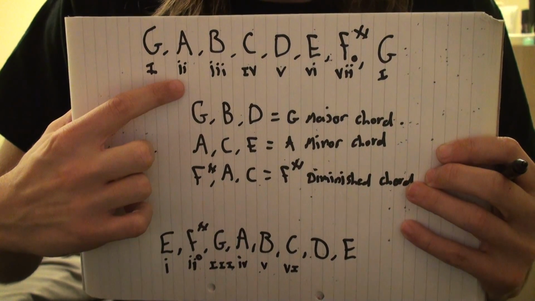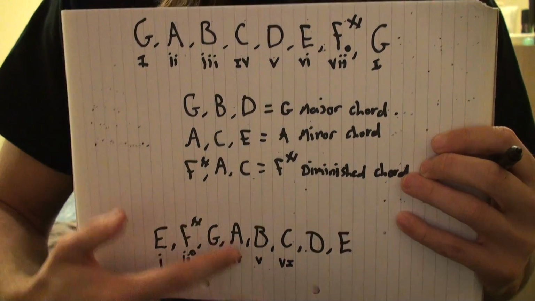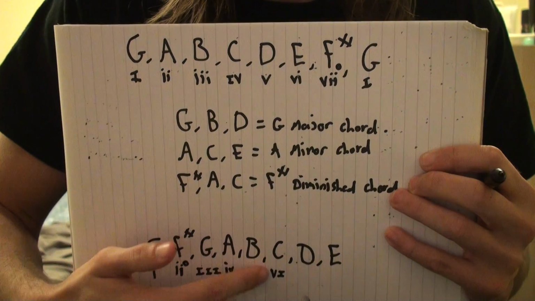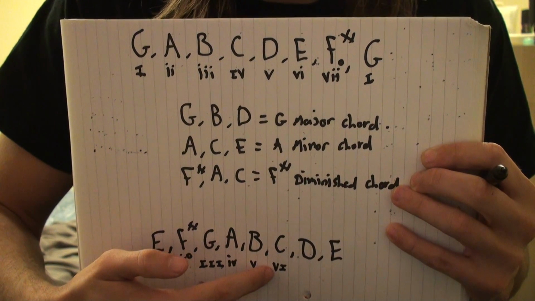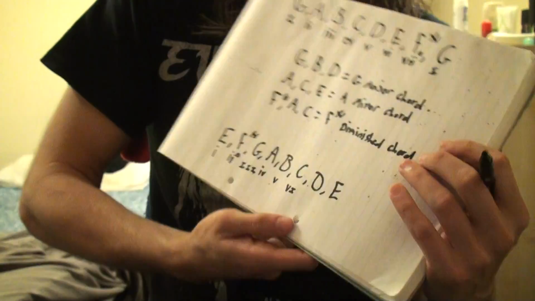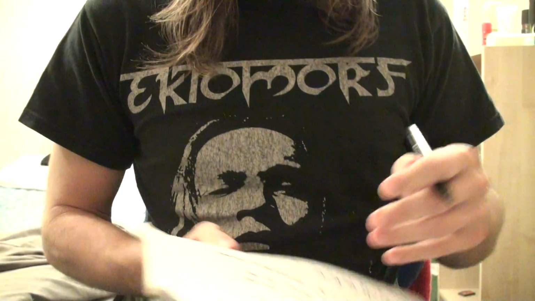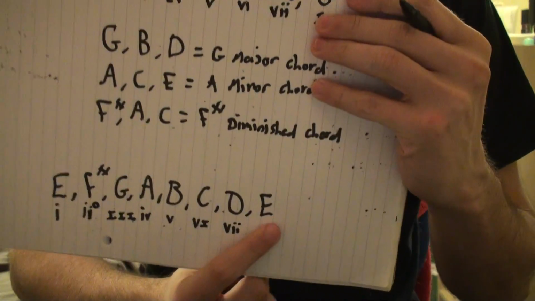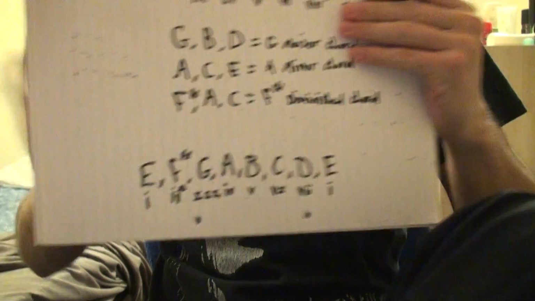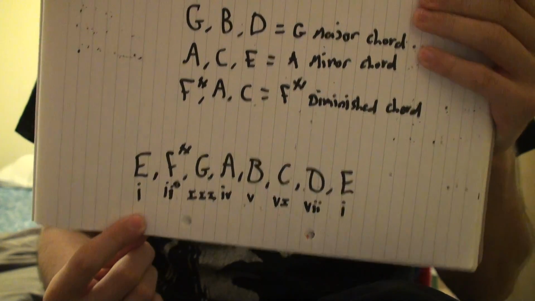This A is a minor, so this is a minor. And then this B is a minor, so that's a minor. This C is a major, so we have a major there too. This D is a major, so that's a major. And then we are back to E, and that is a minor.